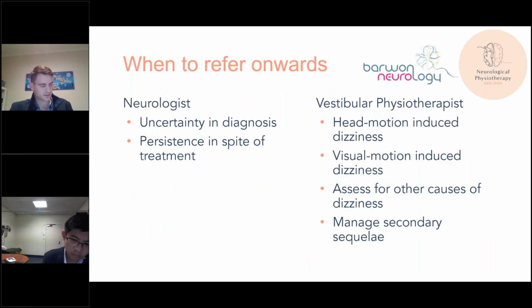When to refer onwards, so I'll speak on Alex's behalf here, any uncertainty in the diagnosis or persistence in spite of treatment would be a key reason to refer on to neurology. As far as vestibular physio goes, we'll expand a bit more in the coming slides, but any head motion based dizziness or visual motion induced dizziness where things are moving across vision. The physio can also assess for other causes of dizziness, as well as manage secondary sequelae like neck stiffness and other things that we'll cover soon.